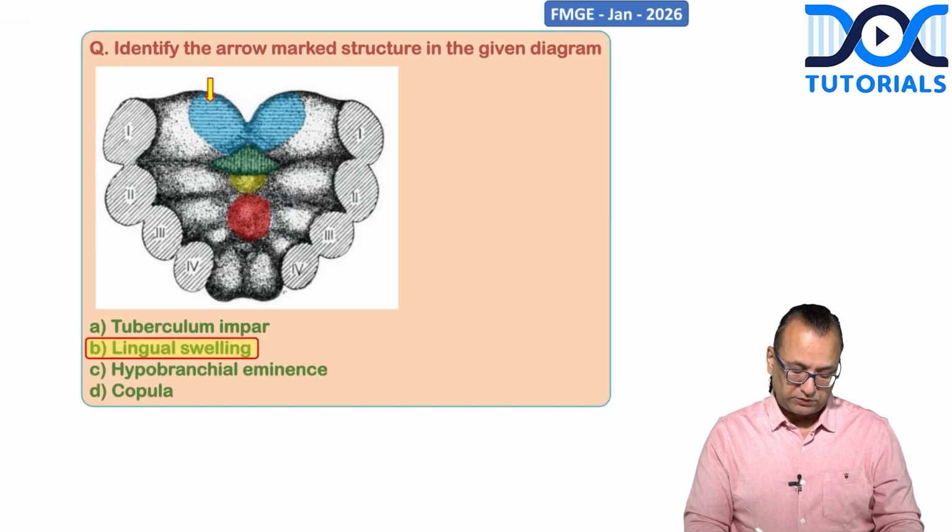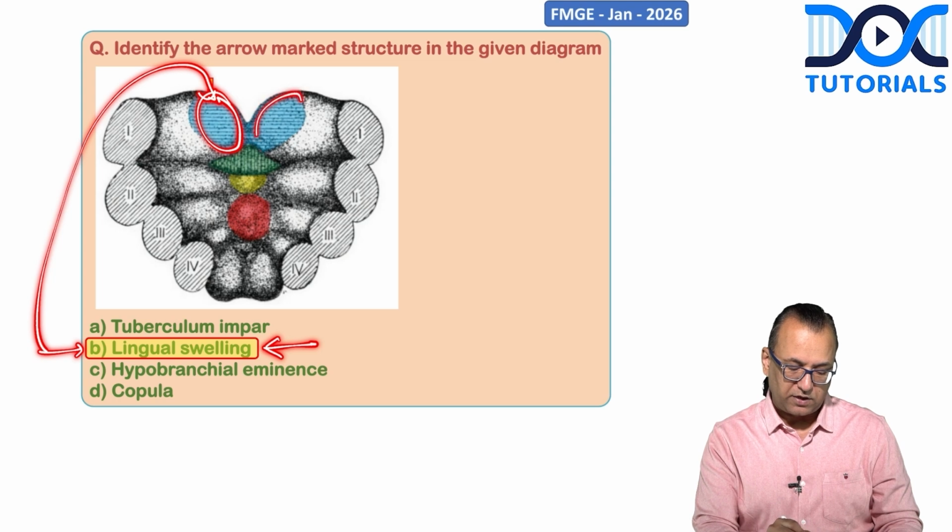That is why in this question we should keep our answer as lingual swelling. One of the lingual swelling is here, the other lingual swelling is here. Tuberculum impar, they are overgrowing. This is all first arch area.